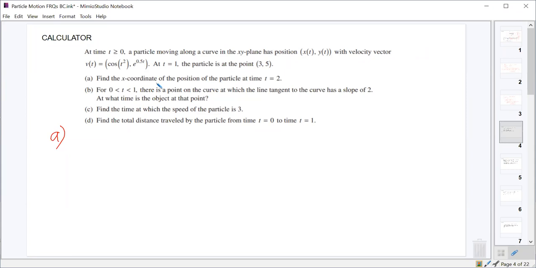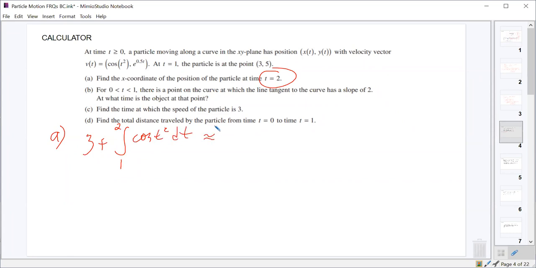All right, so A, find the x coordinate of the position of the particle at t equals 2. So to find the x coordinate we just need to integrate the x-coordinate of the velocity and then add the initial position. Right? So the initial position was 3 for the x-coordinate plus the integral from 1 to 2, because our initial condition is at t equals 1, and we're looking for t equals 2, of cosine t squared dt.